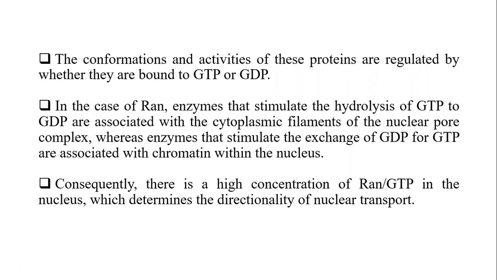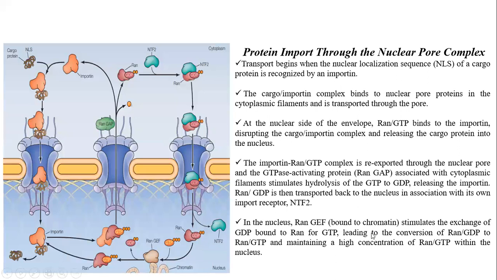Okay? So that is one reason that NLS will be present on the proteins which will be recruited inside the nucleus. Same way, you have the exportin signals also, meaning the protein has to be taken out of the nucleus. So all these signals, as well as the concentration of RAN GTP, are going to decide in which direction the transport is going to happen. Okay, now let's see the protein import through the NPC.